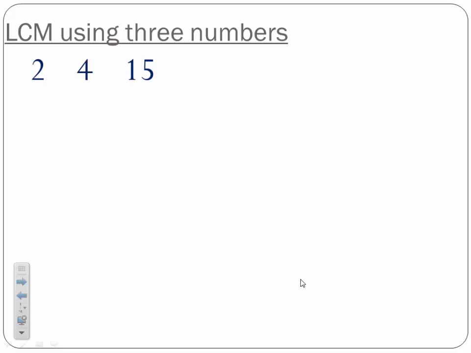All right, everybody, least common multiple. Now we're using three numbers, so let's remember a couple of things. A multiple is a number that we're kind of counting by, so if we had multiples of 6, that would be 6, 12, 18, 24, and so on. Least common multiple, we want the smallest number that all three of these will go into.